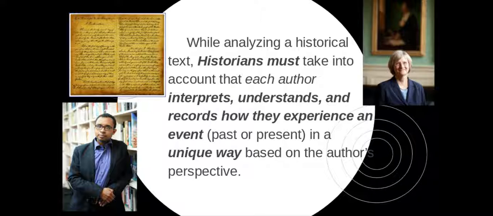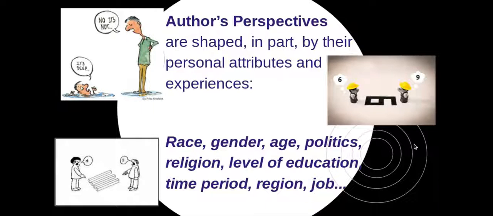You all must take into account that each author interprets, understands, and records how they experience an event in a unique way. And that is based on their own experiences and their perspective. Authors' perspectives are shaped a lot by their attributes and their experiences. These include race, gender, age, politics, religion, level of education, what time period they're writing in, the region of the country or the state that they're living in, and also their job. For example, a teacher will write about their experience at a concert perhaps very differently than an engineer would.